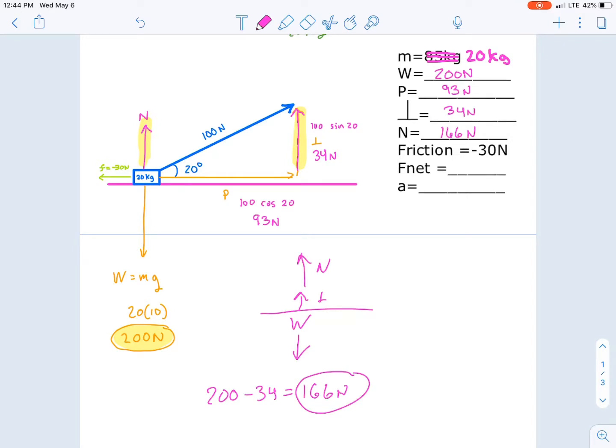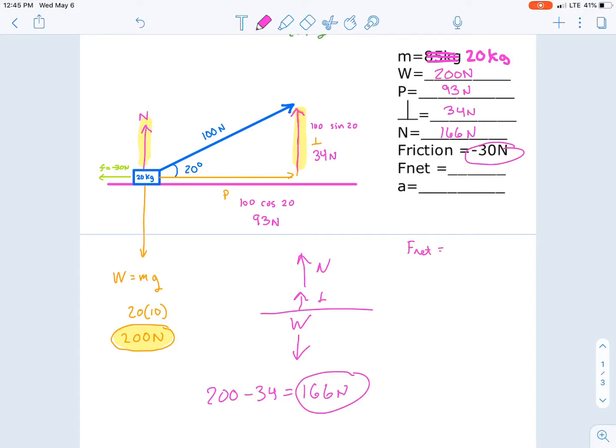Okay, so I have 30 newtons of friction pulling that way again because I just put that on there. I drew it on there already. And what do we have opposite of that? We have a force of 93 newtons pulling to the right. Friction pulling to the left. Opposites, right? So they're going to subtract. All right, so finding our net force, F net.